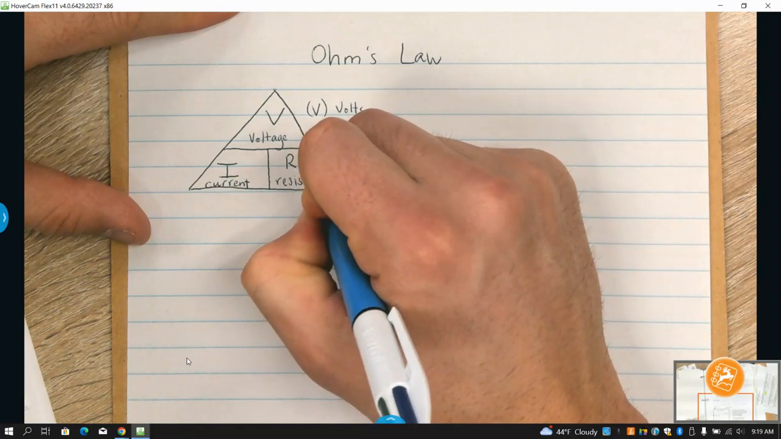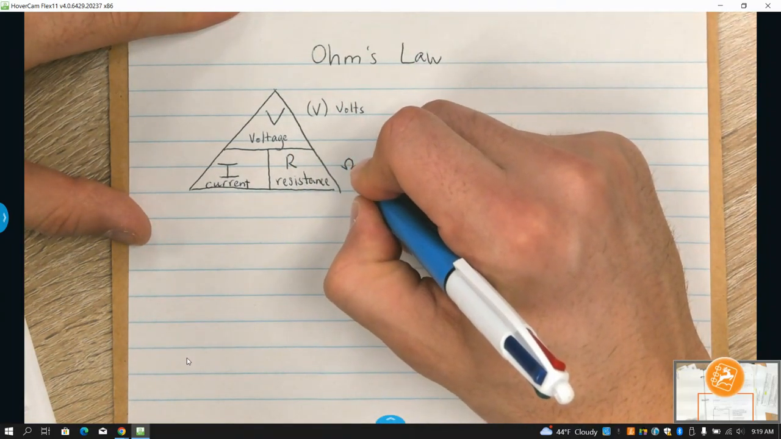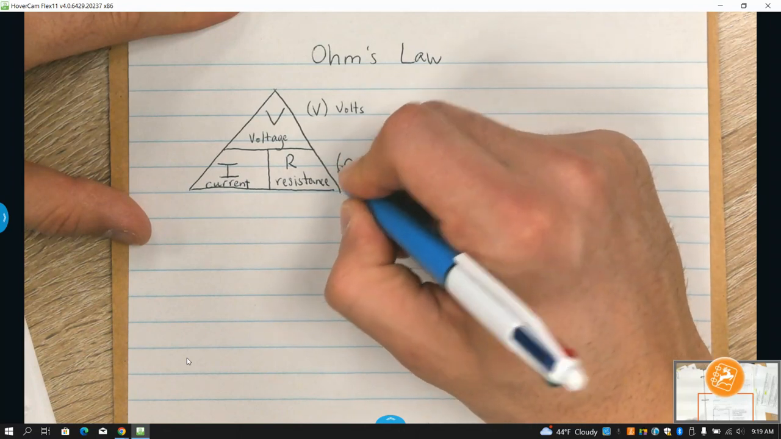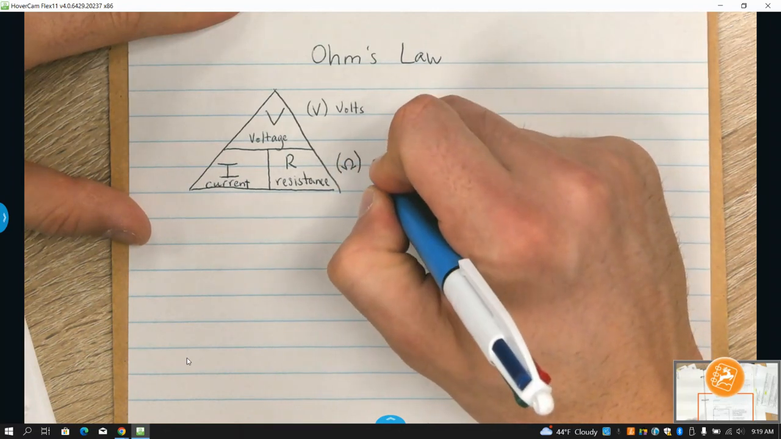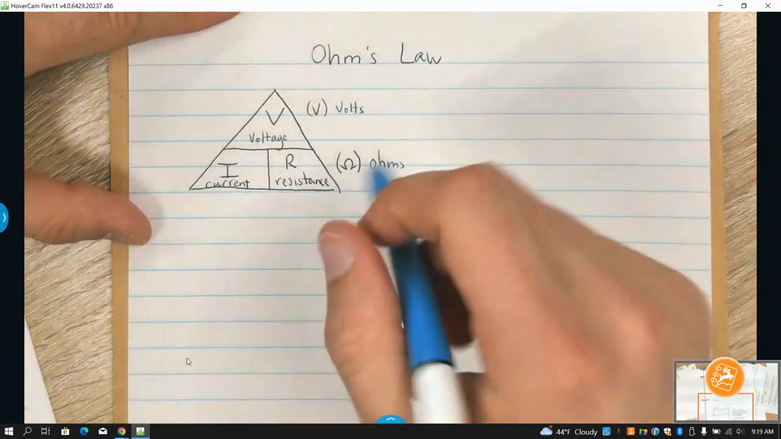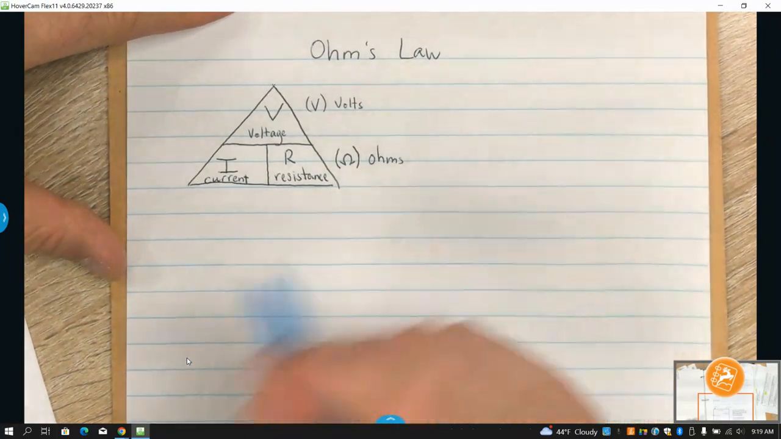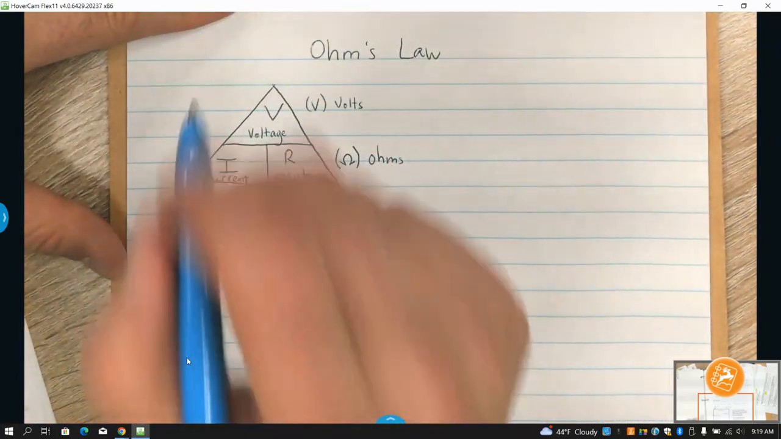is resistance. Now resistance we measure in this little horseshoe looking thing. It's the Greek symbol for omega, and those are what we're calling ohms. That is the value for a resistor: 50 ohms, 100 ohms, so on and so forth.